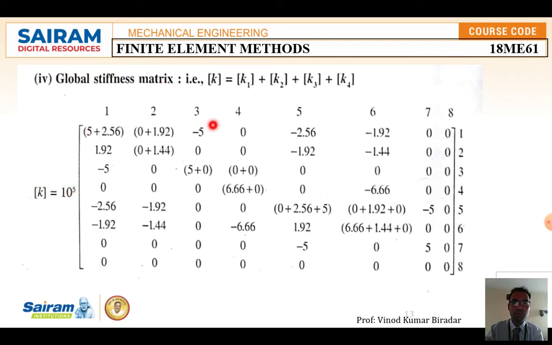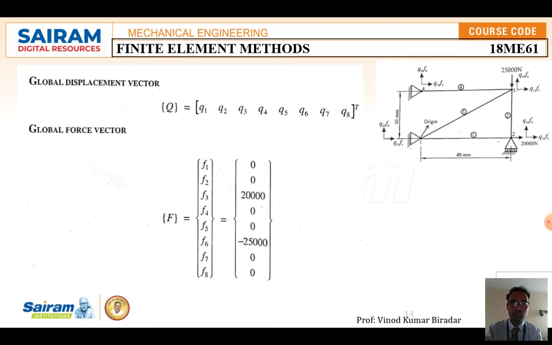The maximum node number in the given problem is 8, so first write an 8 into 8 matrix. Forget about these values. How did we write this? Look at this position: node number position is 1 to 1. Vertically this is 1, and horizontally it is also 1. So for 1 into 1 you have to check in all the elements. Here K1 and K3 should be there for 1 into 1. If you substitute, you are going to get 5 plus 2.56. Like that you have to construct this global stiffness matrix according to the node numbers.